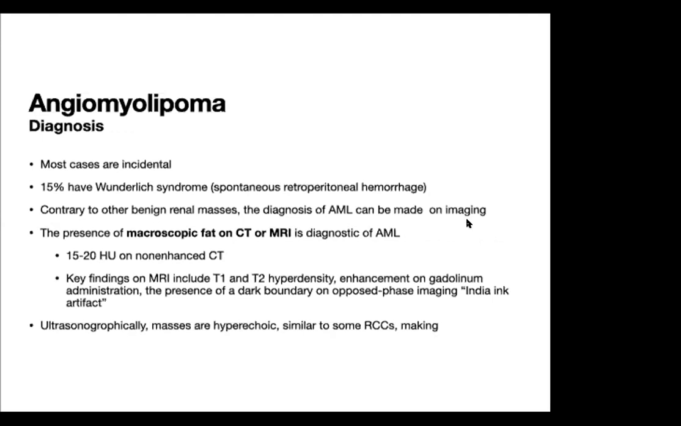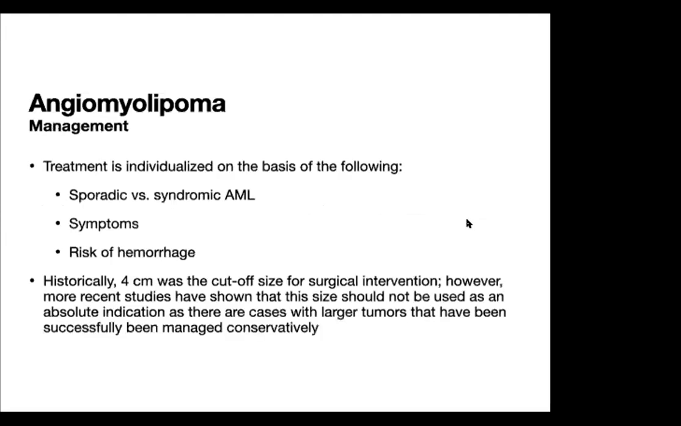Ultrasonographically, the masses are hyperechoic, similar to RCCs. The treatment is individualized based on the following: sporadic versus syndromic AML, symptoms, and the risk of hemorrhage. Historically, 4 cm was the cutoff size for surgical intervention. However, more recent studies have shown that this size should not be used as an absolute indication, as there are cases with larger tumors that have been successfully managed conservatively.